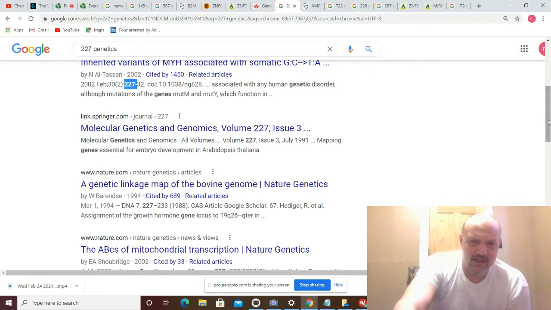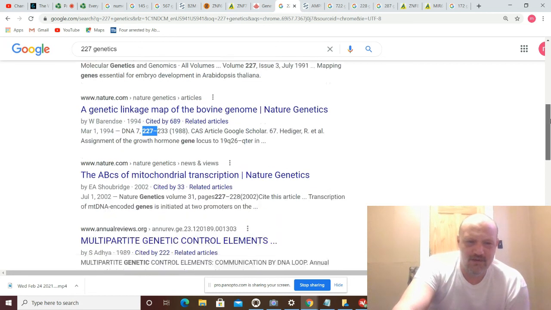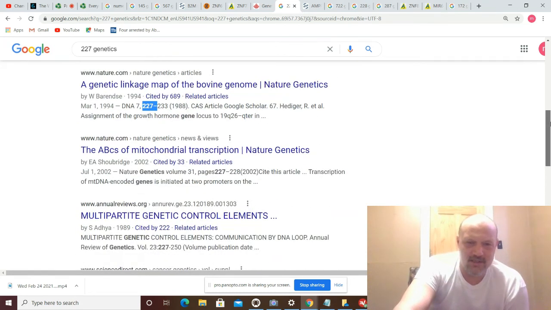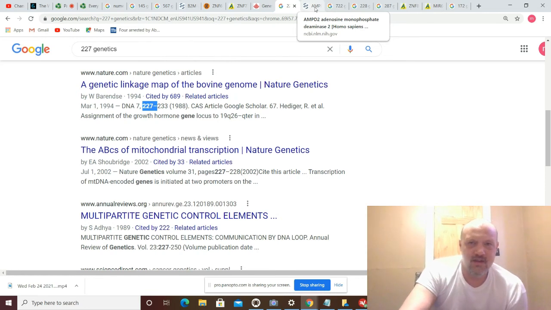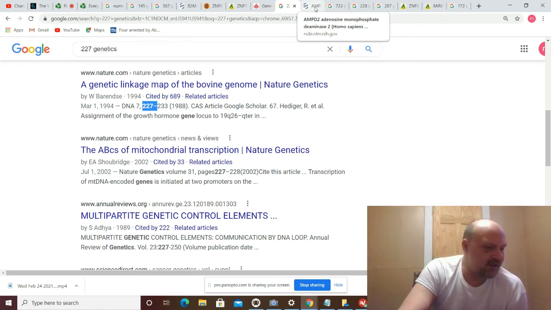You have a genetic linkage map of bovine genome, Nature Genetics, and there's the number right there. So you got a few things going on with this, but I'm not going to spend a whole lot of time on it. We're going to go ahead and move on to 271, which is well into the overlap. 271 is the overlap, and 271 ends up being the AMPD2 gene.